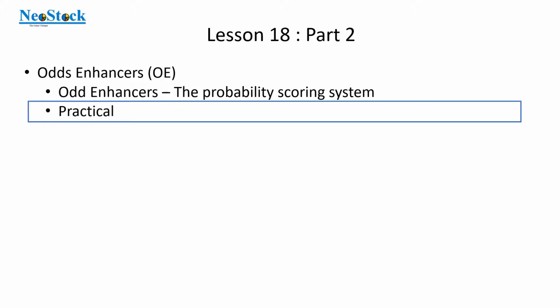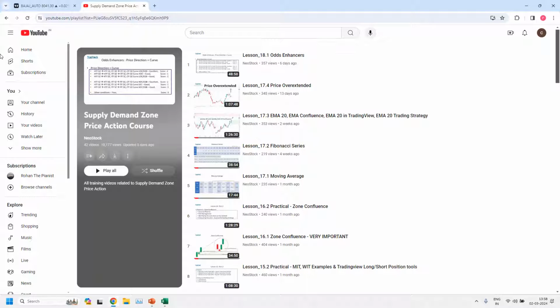We are at part 2 of lesson 18. This is the first practical session for odd enhancers. And this lesson has a dependency on the earlier lessons. In case this is your first visit to our channel, please complete the earlier lessons.